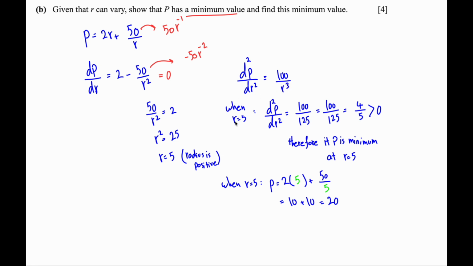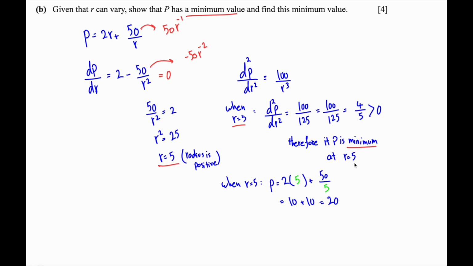Now, since we're talking about R, which is 5, you can make a substitution, and that results in 4 over 5, which is positive. That confirms that the value for P is a minimum, in fact, when R is 5.